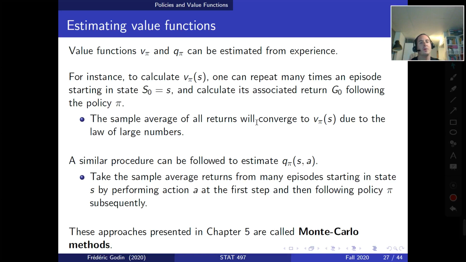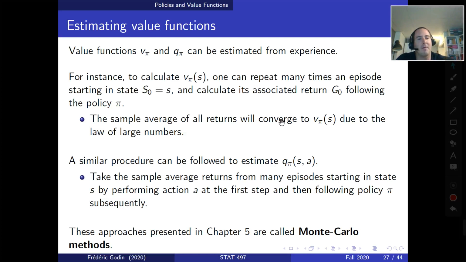Okay, so you can have a similar type of procedure to estimate q pi s a. So you can have many episodes where you start in state s and then perform action a immediately, and then for all subsequent actions you follow policy pi. If you do that, again, you can calculate the return for each of the various episodes, average these returns, and this should converge to their expectation, which is q pi s a.